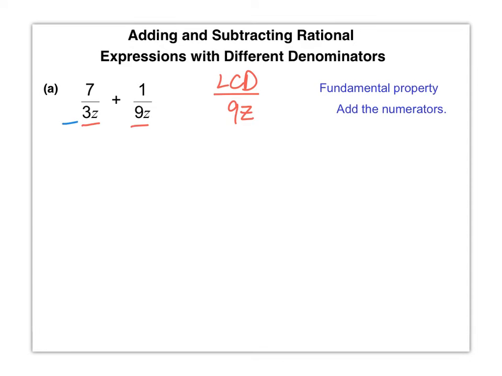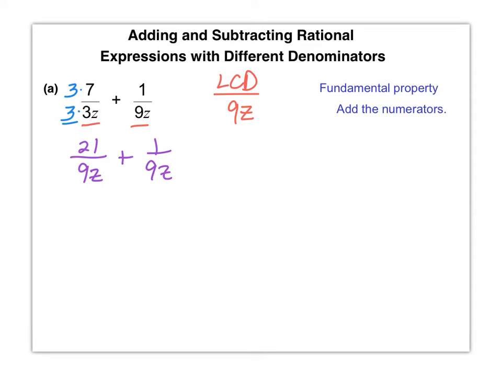So the first fraction is missing part of this LCD. If we were to multiply the first fraction by 3, we would end up with a 9z in the denominator. But we also need to multiply the numerator by the same thing, otherwise we're changing the value. So then we get 3 times 7, which is 21. 3 times 3z is 9z, plus 1 over 9z.